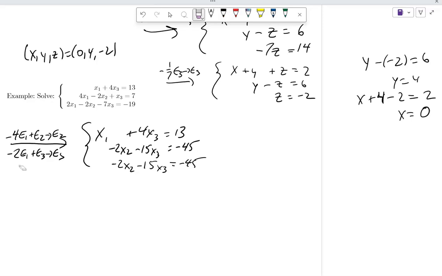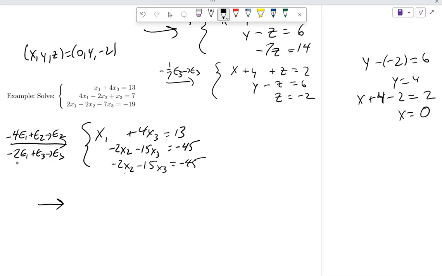So going through it again, negative 2 plus 2 will give you 0. There isn't an x2, so it still has a negative 2x2. Negative 8 minus 7 gives you negative 15x3. Negative 26 minus 19 gives you negative 45. So far, so good? All right. Now, you get the exact same thing. So if we're going to eliminate, something's going to happen. But let's go ahead and just keep doing the process.